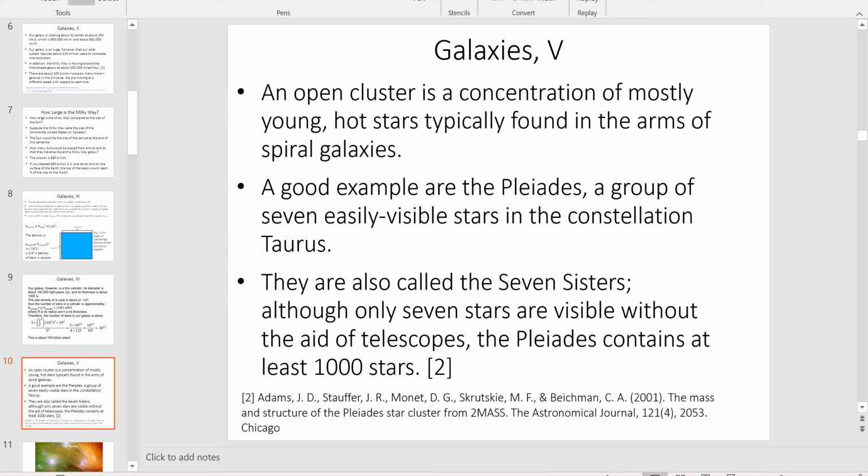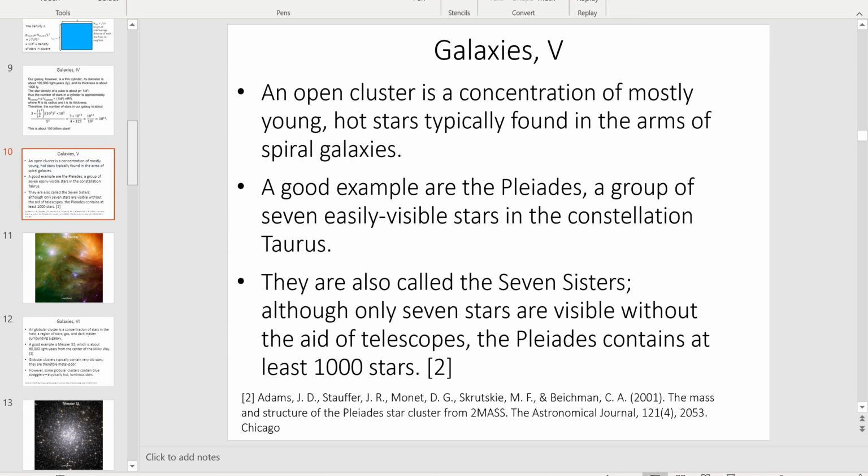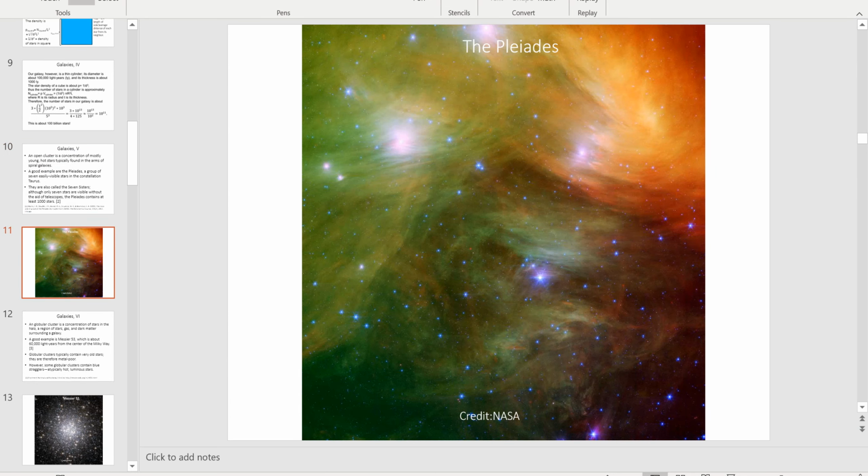And even though there are only 7 stars that stargazers refer to, the Pleiades actually contains probably 1,000 stars. And the reason for the discrepancy is that the vast majority of the stars you just can't see from Earth, I should say, with normal telescopes that stargazers use, because only 7 stars are really bright enough to be particularly visible. This is a picture of the Pleiades from NASA.